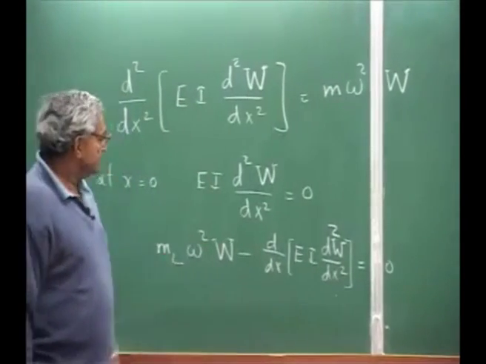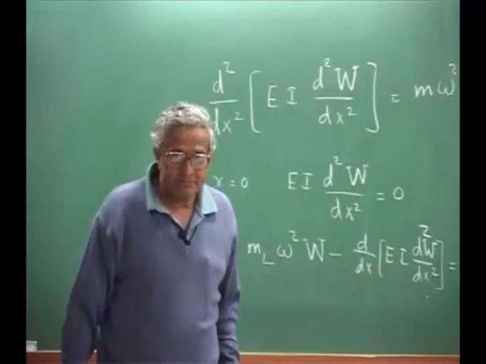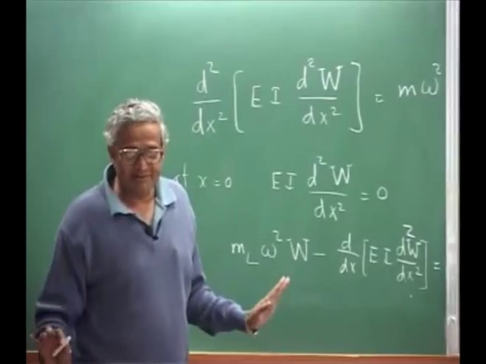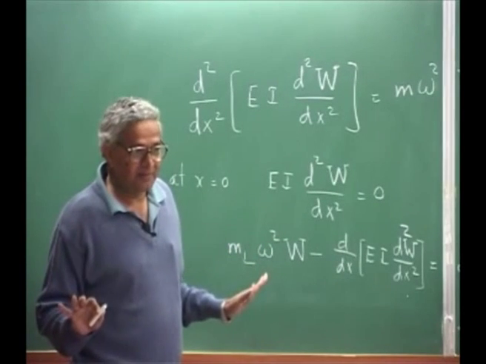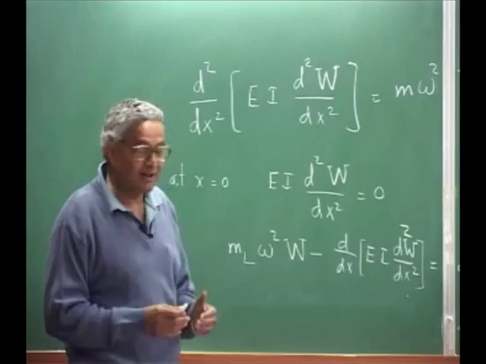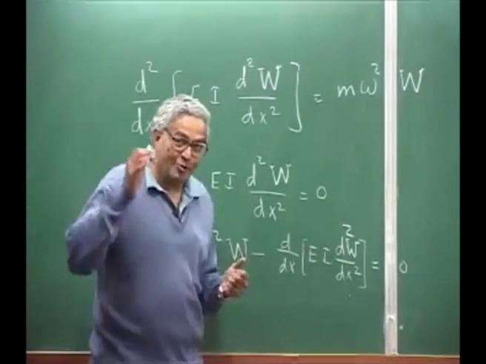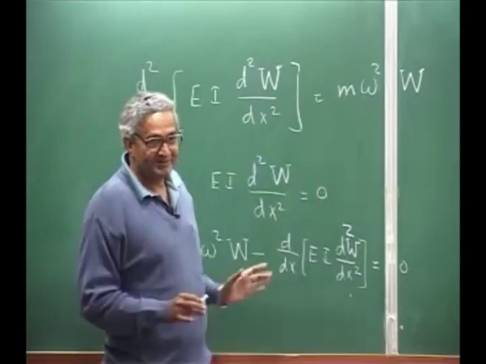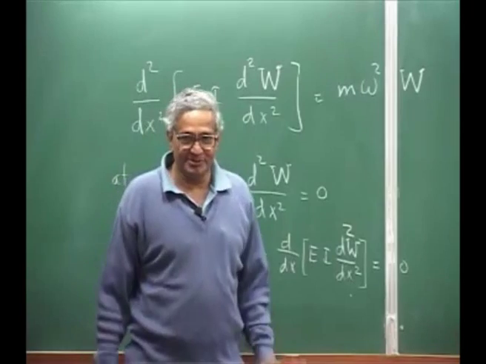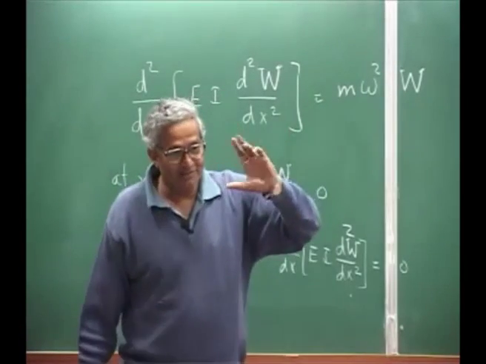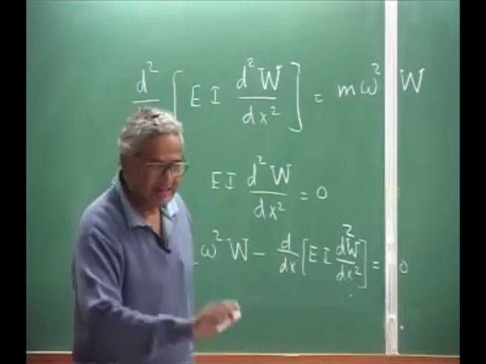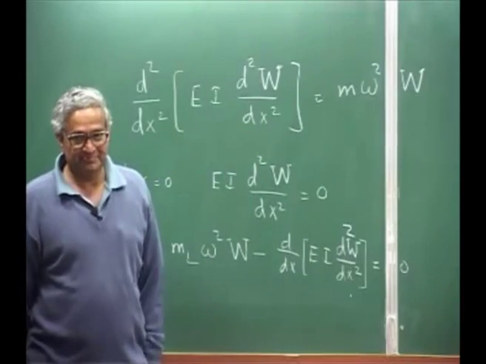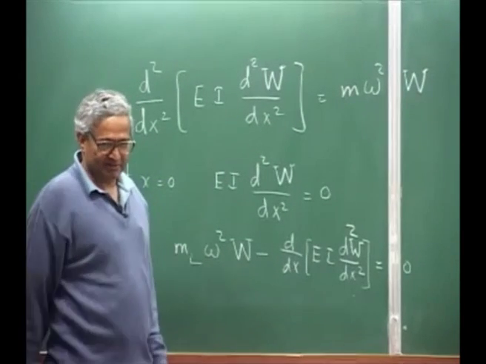Now, one value is if you set W equal to 0, then everything will be satisfied. That is a trivial solution. That means nothing is happening to the beam. But the aim is to find out for what non-zero values of omega you have solutions, where you will have W as a function of x. This is what the whole differential eigenvalue problem is. All types of differential eigenvalue problem.